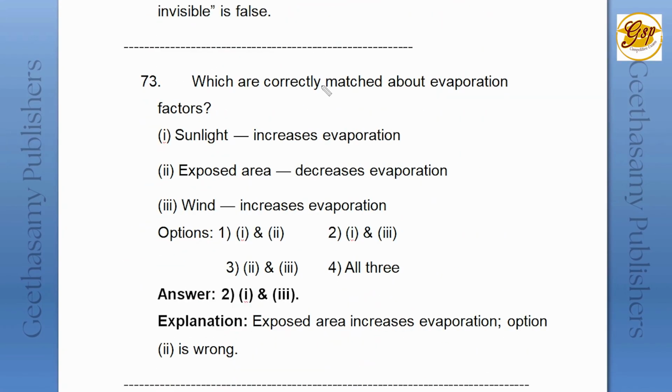And the 73rd question: which are correctly matched about evaporation factors? Sunlight increases evaporation, exposed area decreases evaporation, wind increases evaporation. Actually, the exposed area statement is wrong. The options are 1 and 2, 1 and 3, 1, 2 and 3, and all 3. The correct answer is 1 and 3 only. Fine.